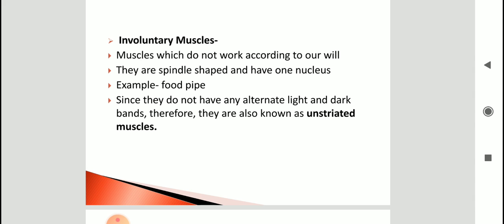Where do we find them? One example mentioned is the food pipe. Now when we swallow, the food moves through the food pipe into the stomach. The food pipe contraction happens by itself. We are not responsible for making it contract and relax. The contraction and relaxation is an automated process, right? So that is why it is made of involuntary muscles. And there are no alternate light and dark bands present. That is why they are known as unstriated.